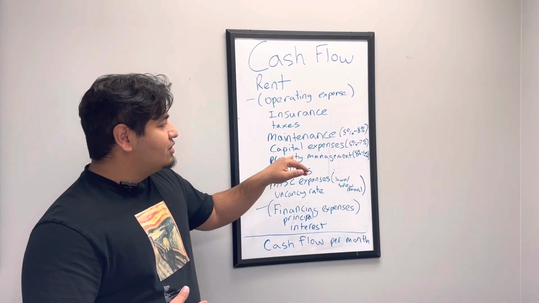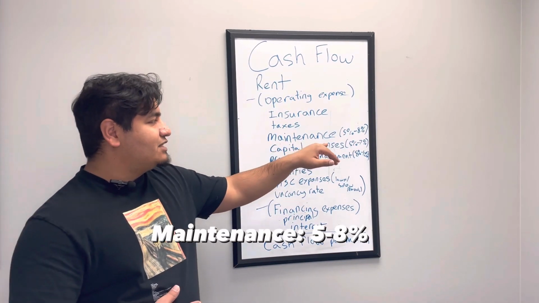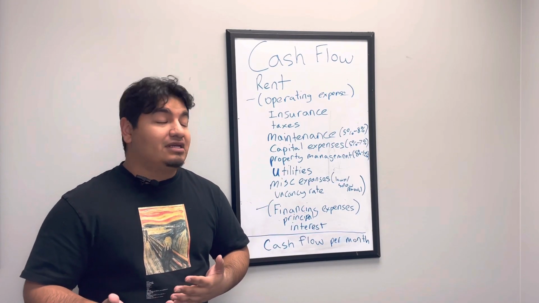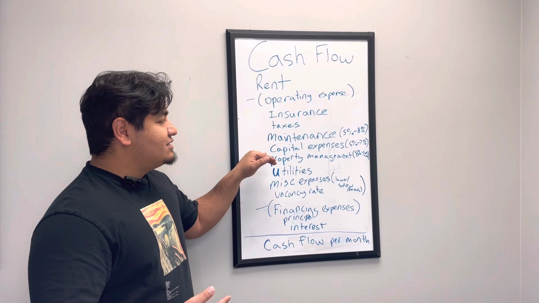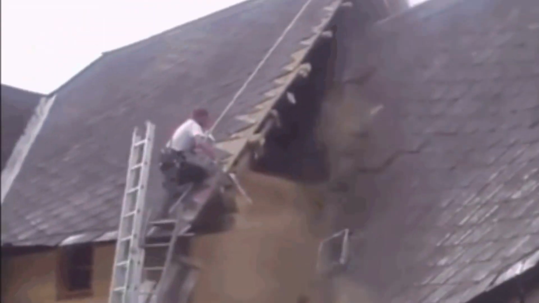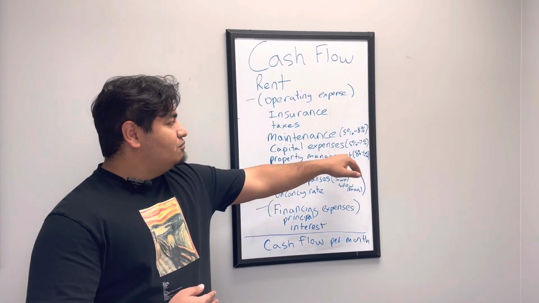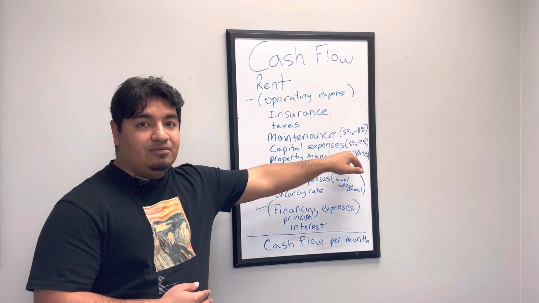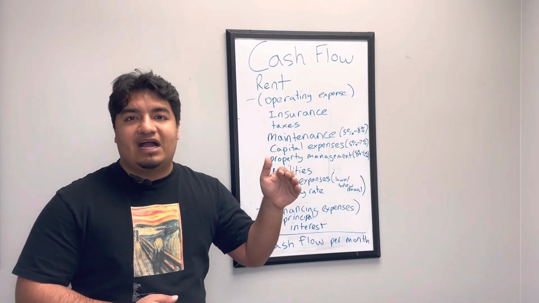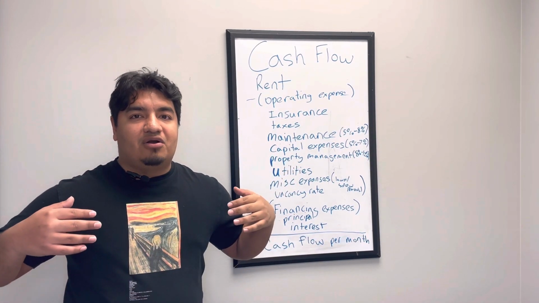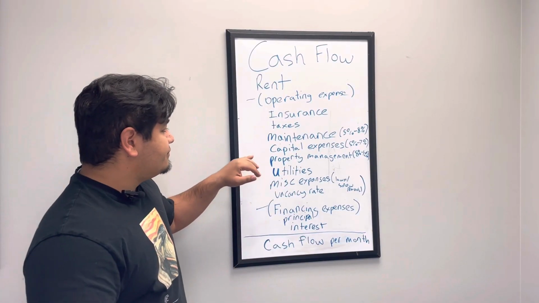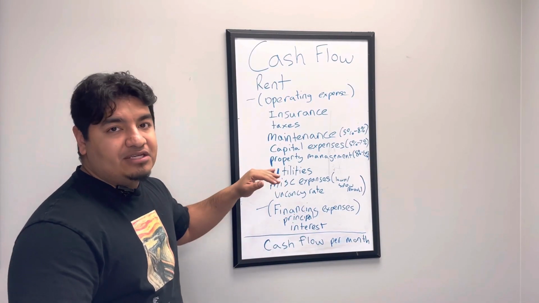And typically, you're going to do for maintenance 5 to 8%. The difference is going to be how old and what kind of condition the property is in. Same thing with the capital expenses. If you know that the roof is going to be a bust in a couple of years, you might want to take more than 7%. But basically, this is just here so that you have money set aside and you're not coming out of pocket when things break.